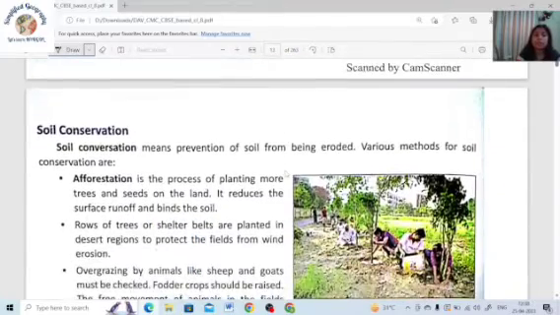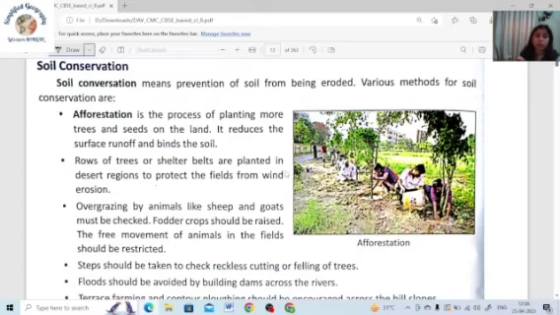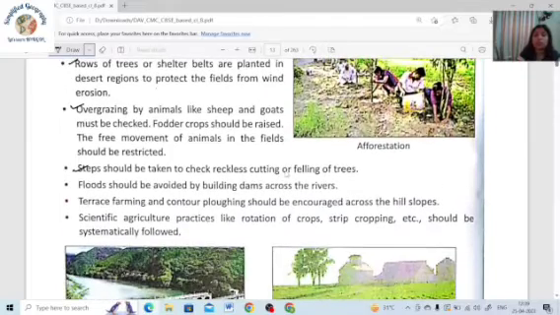Now let us come to what soil conservation is and how we can conserve soil. Soil conservation is prevention of soil from being eroded. Various methods of soil conservation are there, like afforestation, and rows of trees or shelter belts we can make. We can stop overgrazing. Steps should be taken to check the reckless cutting or felling of trees.